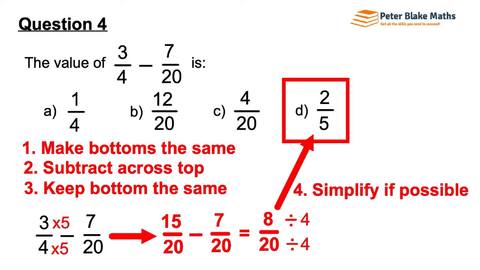So what did we do there? We made the bottoms the same by converting 3/4 into something over 20. We followed the rule, whatever we do to the bottom, we've got to do to the top. Then once we had the same bottoms there, we subtracted across the top, we kept the bottoms the same, and then we simplified by finding a number that goes into the top and bottom and dividing those in.